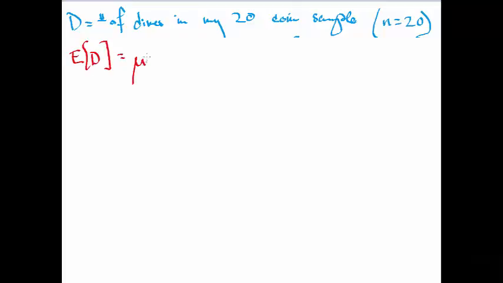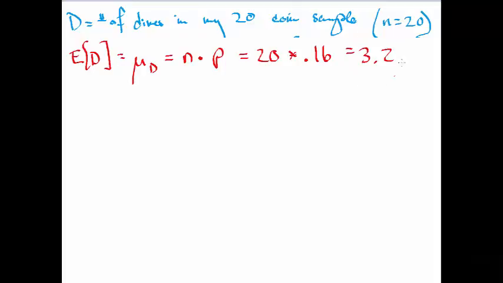Another way to write it, just symbolically, is mu D. It's just N times P because D is a binomial random variable, right? So N is 20 and my success probability is 16%. So 16% of 20 is 3.2. 3.2 dimes. So we would expect, that is, on the average, to observe 3.2 dimes in a sample of 20 coins.